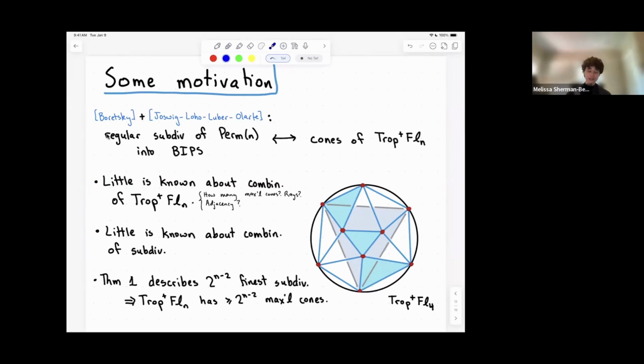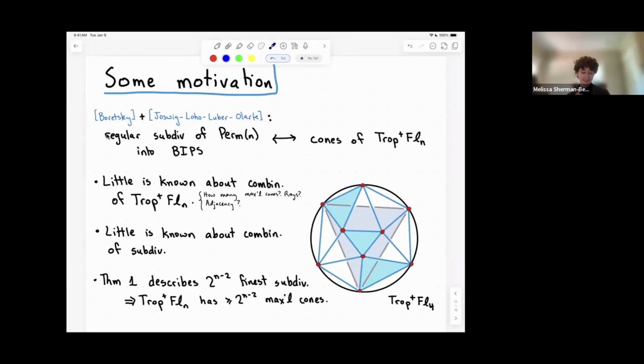So one thing that our theorem does is it gives us a bit more information about some of this. It's definitely not exhaustive. What theorem 1 is doing is it's actually telling us 2^(n-2) finest subdivisions into Bruhat interval polytopes. So it's telling us about 2^(n-2) of these maximal cones in the fan. And for n equals 4, it's exactly these 4 highlighted cones: those 3 in the front and then the gray one in the back. For these particular maximal cones, we know exactly what Bruhat interval polytopes are in the subdivision.